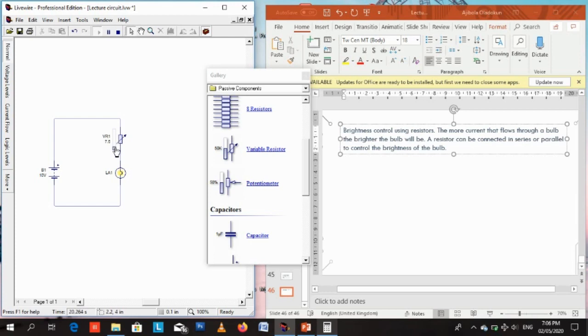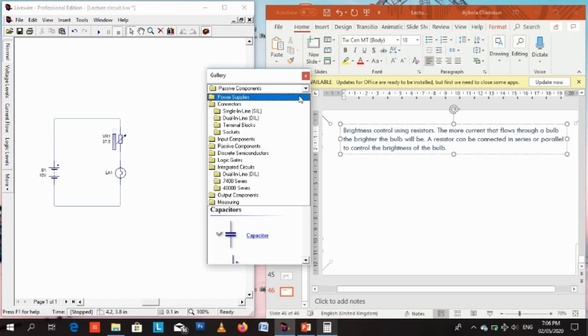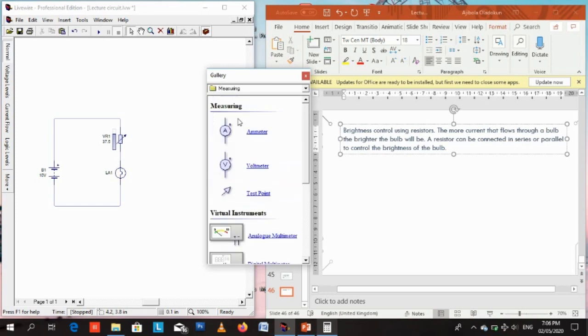As I'm reducing the resistance, it's getting brighter. If I reduce the resistance, it gets brighter. If I increase the resistance, it gets dimmer. So if you have a resistor that you can vary like this, if you connect it to your bulb, you can have almost infinite levels of brightness for your lamp or your torchlight.